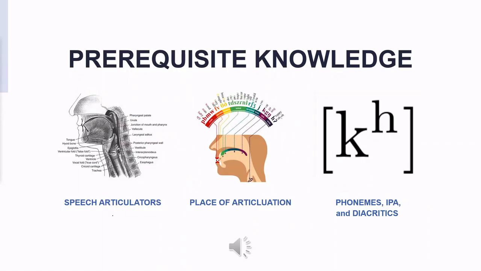This module series assumes that you have some prerequisite knowledge. First, we expect that you are knowledgeable about speech articulators and the vocal tract. Second, we expect you to understand the place of articulation for different speech sounds. And third, we expect a basic knowledge of phonemes, the International Phonetic Alphabet, also referred to as IPA, and diacritics.